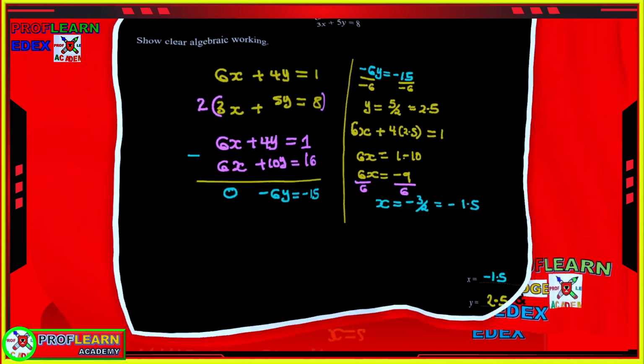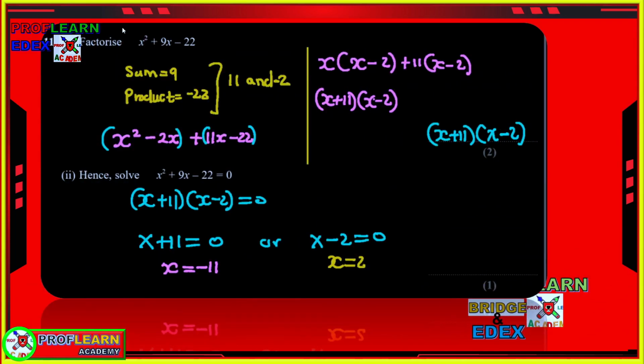Then let's move to the next question here. We are supposed to learn how to factorize and hence be able to solve a quadratic equation. So at this point, you can see here we have 1 in front here, and the last term is negative 22. So 1 times negative 22 will be giving us a product of negative 22, and the middle term here, 9, gives us the sum. So we need to ask ourselves, which two numbers, when you add them you get positive 9, when you multiply them you get negative 22. The two numbers are 11 and negative 2.